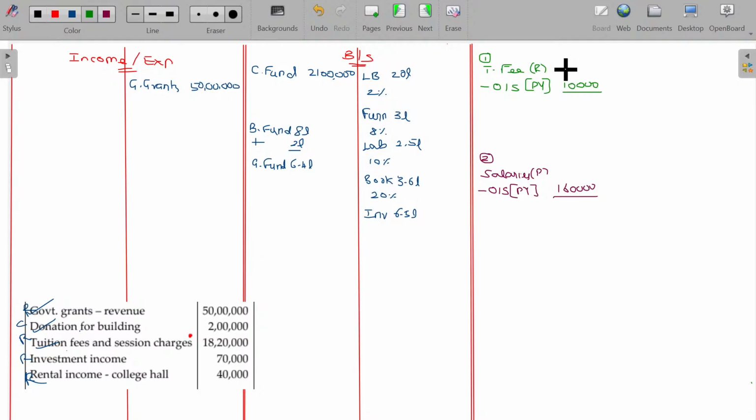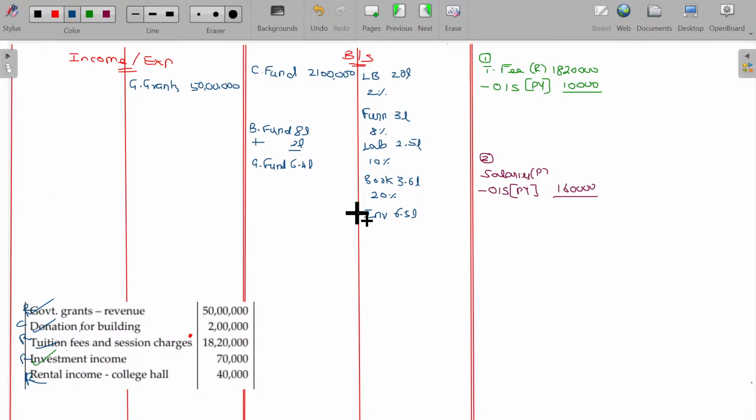So already we have the tuition fee receipt side here, 18 lakhs 20,000 rupees. Though we received 18 lakhs 20,000 rupees, it includes 10,000 being the outstanding of the previous year, which should not be included in this current year's receipts. So the current year tuition fees after the adjustment may be 18 lakhs 10,000 rupees. Is that clear?